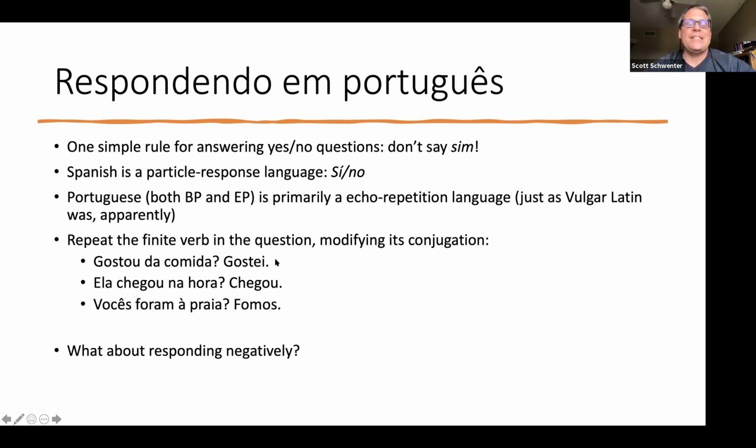You could add the sim after if you want to. If someone asks you, gostou da comida? Like that stuff is disgusting, right? And you could say, gostei sim. I really liked it. I really did, right? Contrary to what you were expecting, I liked it. You can put that sim after the verb.